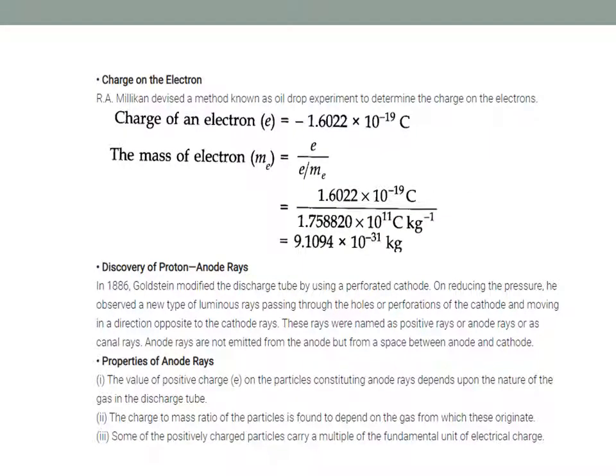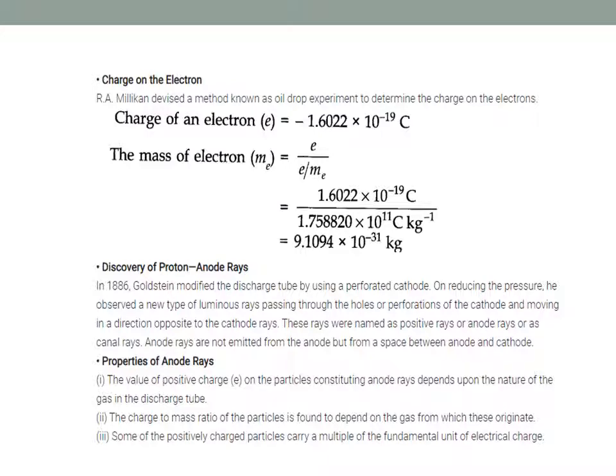Now, what is the charge on the electron? Millikan devised a method known as the oil drop experiment to determine the charge on the electron. So, charge on an electron is minus 1.6022 into 10 raised to power minus 19 coulomb.